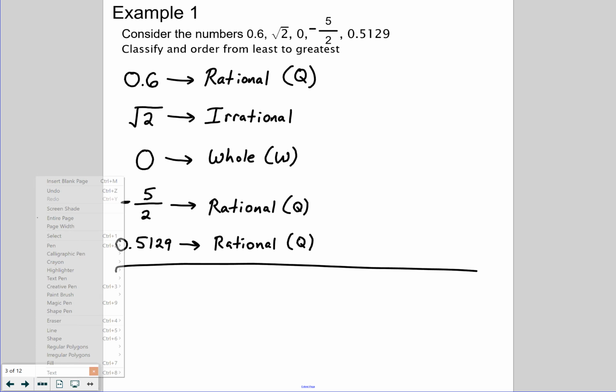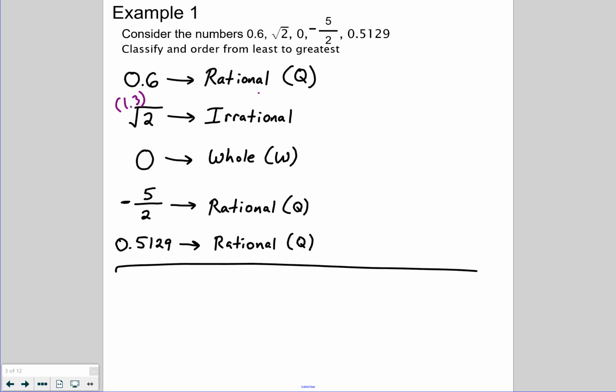Let's order them from least to greatest. Give me some help here. We did the square root of 2. What was the approximation for the square root of 2? We're going to use 1.3. You can use 1.2. That's fine. Remember, I would accept 1.1, 1.2, 1.3, 1.4, but I'm not going to accept 1.5. That's too high. What about for -5/2?